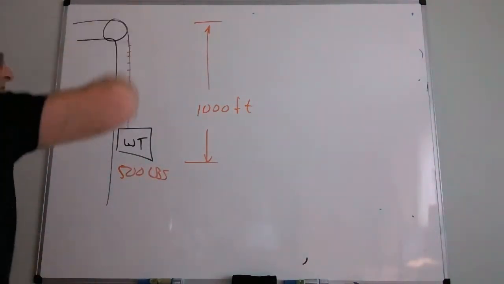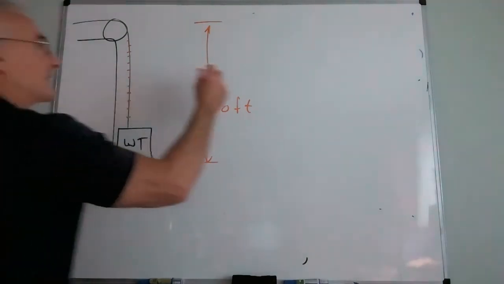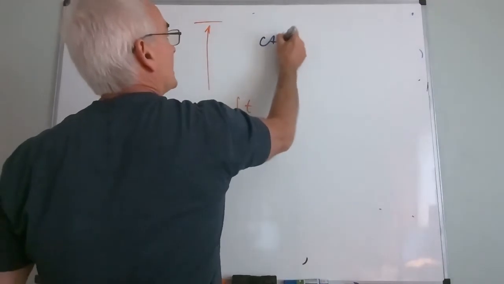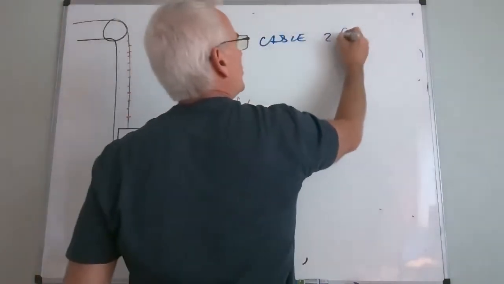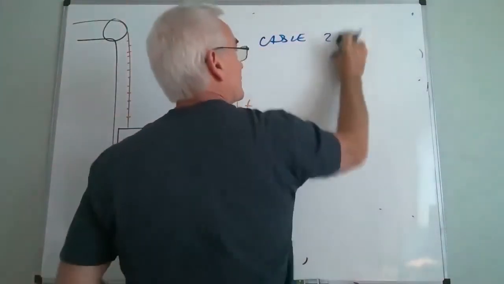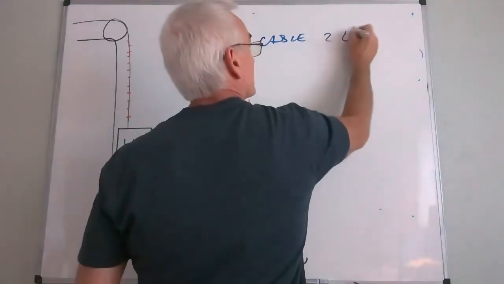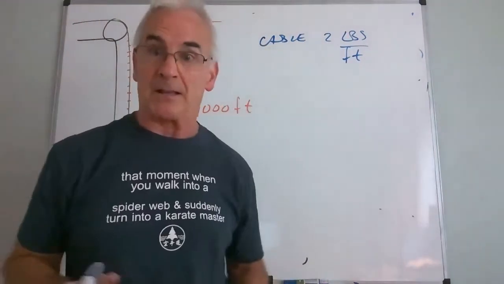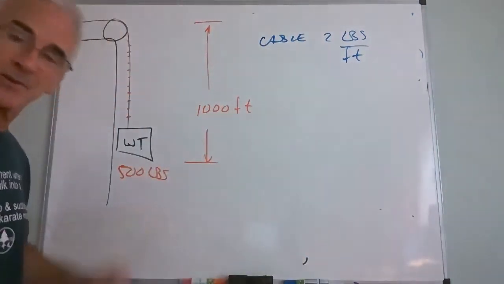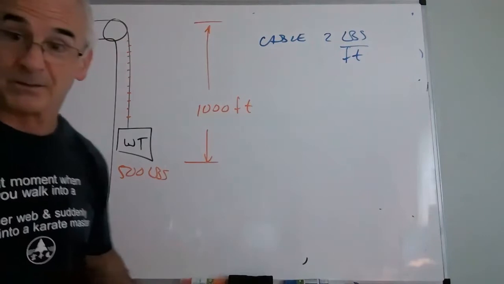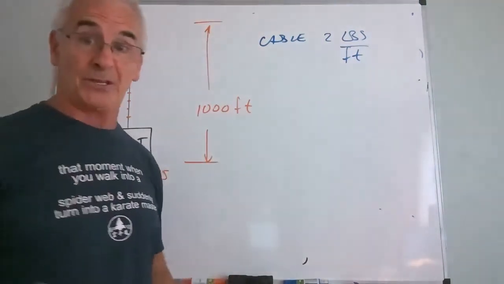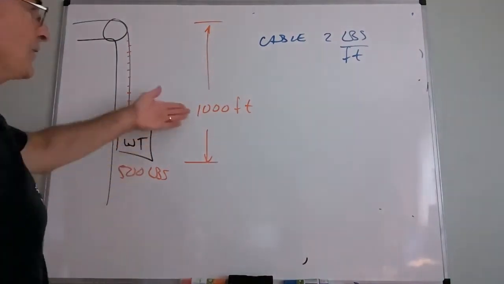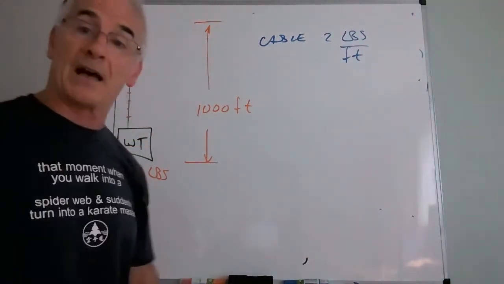But the cable is not weightless. So let's throw out a number. Let's say the cable is 2 pounds per foot. It's heavy. It's metal. It has to be pretty strong if I have to pick up a 500-pound weight. Think of an elevator. Those cables are really heavy duty and heavy. So let's say the cable weighs 2 pounds per foot. I have to move it 1,000 feet. That means the cable weighs 2,000 pounds.